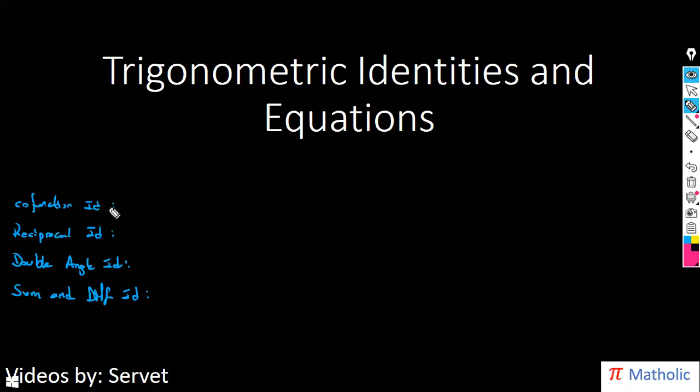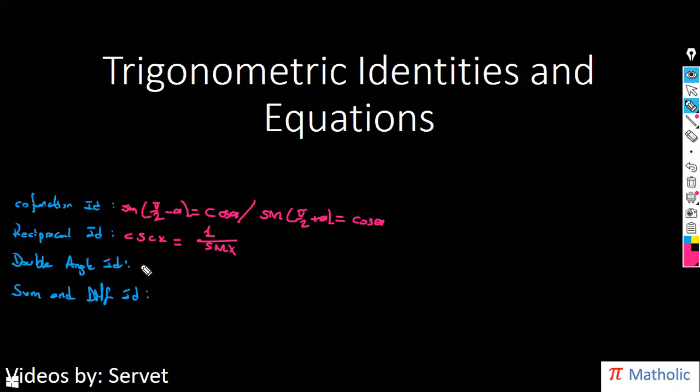First one is co-function identities. Here, let's talk about sine pi over 2 minus a, which is cosine a. Or we can say sine pi over 2 plus a, also cosine a. I'm not going to write all identities, only some of them, and I'm going to use these identities to solve 8 questions. So reciprocal identities, here I need only cosecant x, which is 1 over sine x.